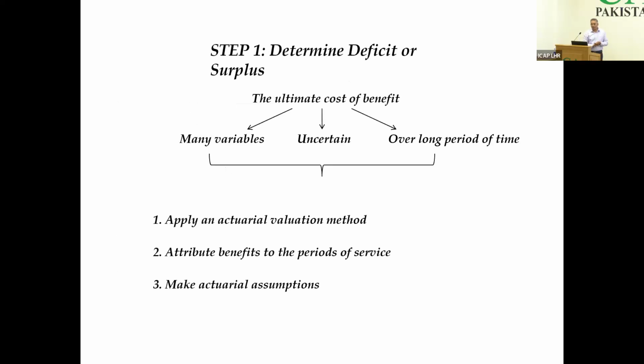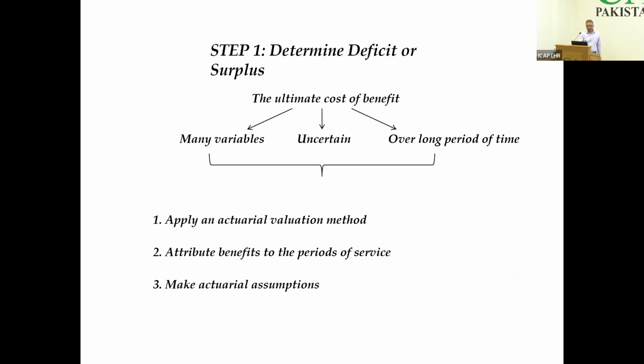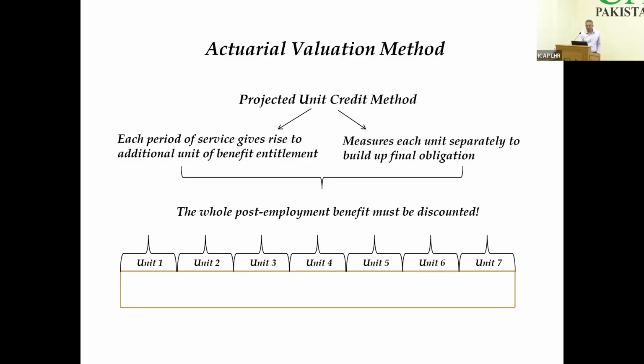Let's have step number 1. Okay, in case of defined benefit liability, there will be many variables. Later on, we will see those variables as well. Then apply actuarial method to incorporate those variables. Attribute benefits to the period. आपने देखा हमने कैसे benefit apply कर दिया है. Make actuarial assumptions. So this is basically the step number 1.